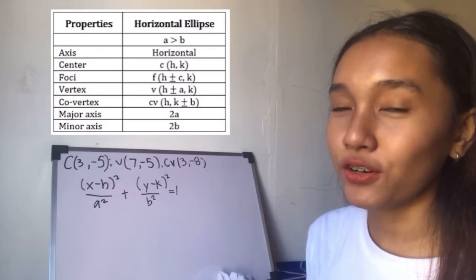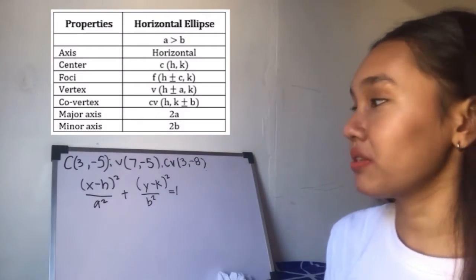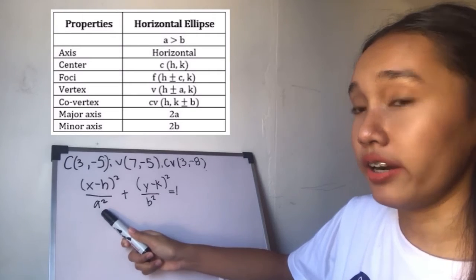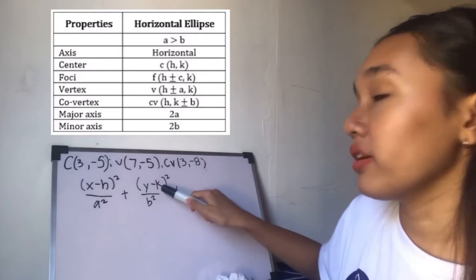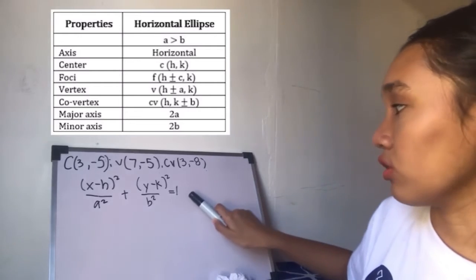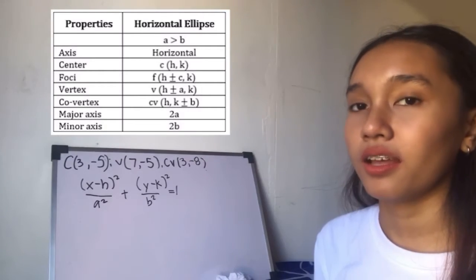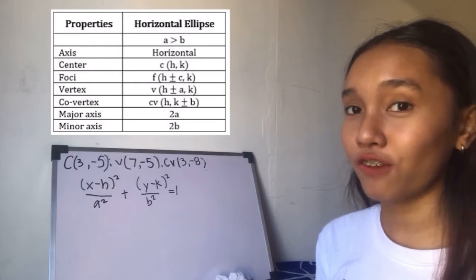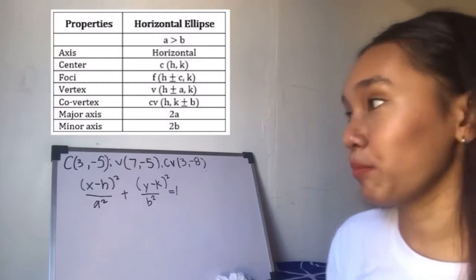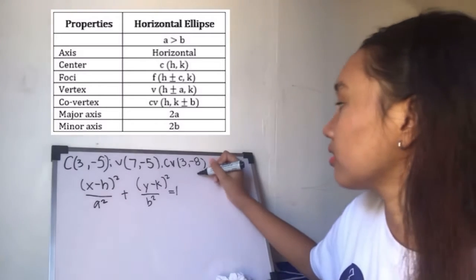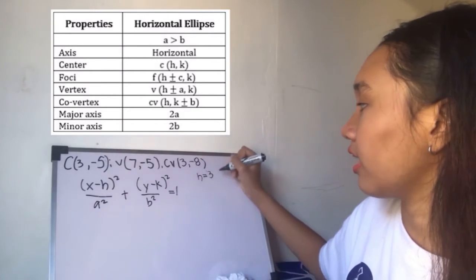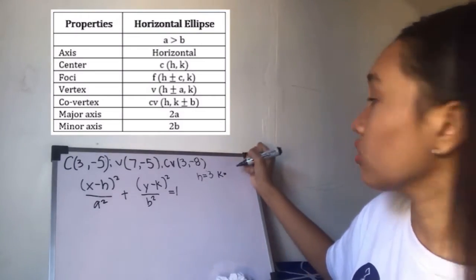As I mentioned before, the equation of an ellipse is (x minus h) squared over a squared plus (y minus k) squared over b squared equals 1. The next thing that we are going to do is to find the value of h and k. The values of h and k can be found at the center. That means our h is 3 and our k is equal to negative 5.